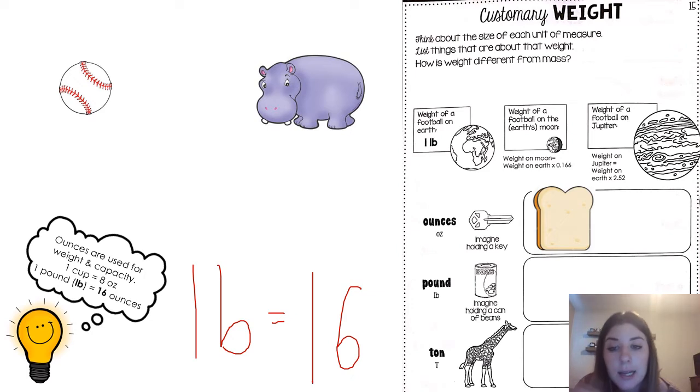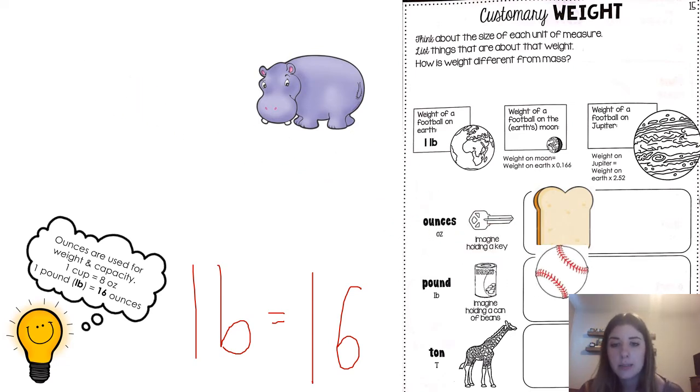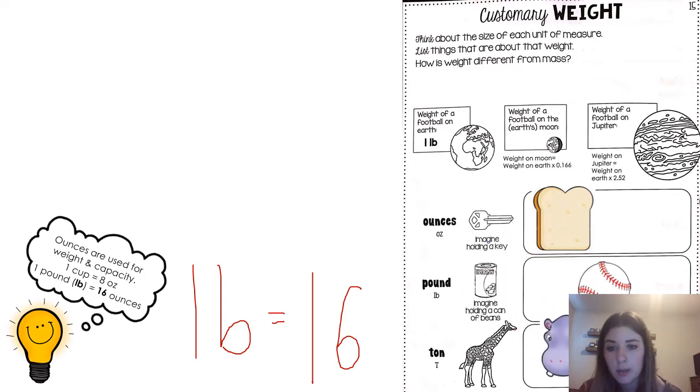All right, a pound. So think about a can of beans or a can of something. A can, or hopefully you matched the baseball. And then a ton, a giraffe, or our hippo. So anything really big, animals, or like semi-trucks are going to be measured in tons. A ton is 2,000 pounds. Very large.